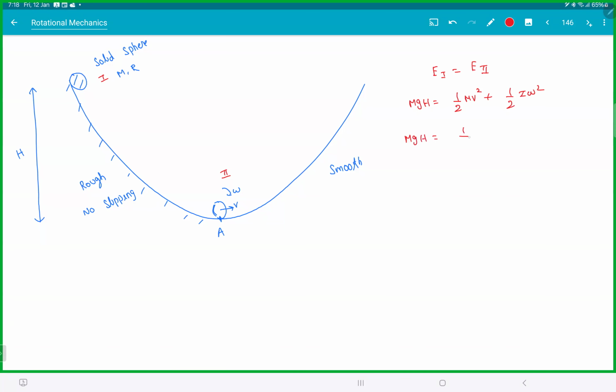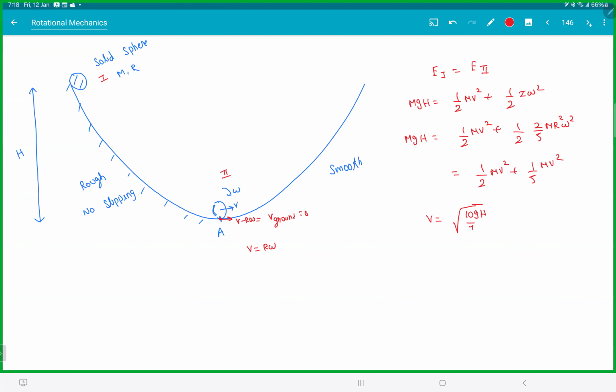So mgh equals half mv square, it's a solid sphere, plus half 2 by 5 mr square omega square. R omega is v, so half mv square plus 1 by 5 mv square. V will be root over 10 gh by 7. Because at this point the velocity will be v minus r omega, which is v ground, which is 0. There we got the velocity.